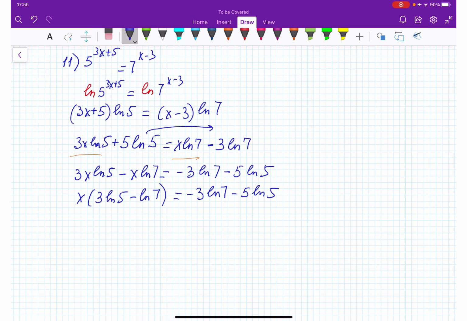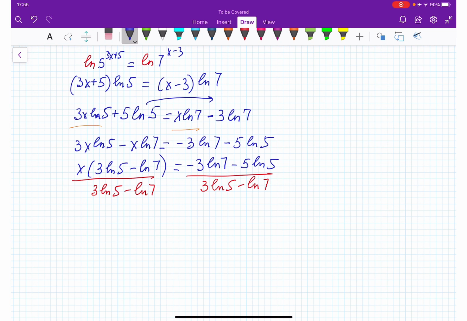So to get x, what do we have to do? Divide by 3 natural log 5 minus natural log 7. And the same thing here, 3 natural log 5 minus natural log 7. And x from here is equal to negative 3 natural log 7 minus 5 natural log 5 over 3 natural log 5 minus natural log 7. Okay, and we are done.